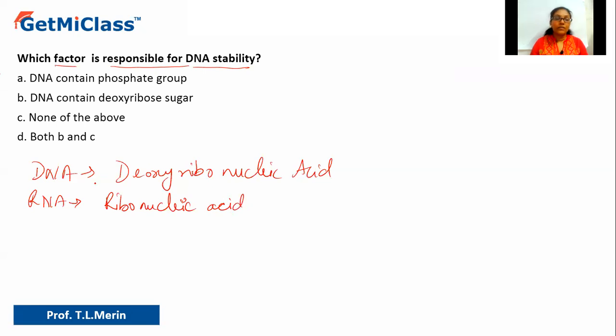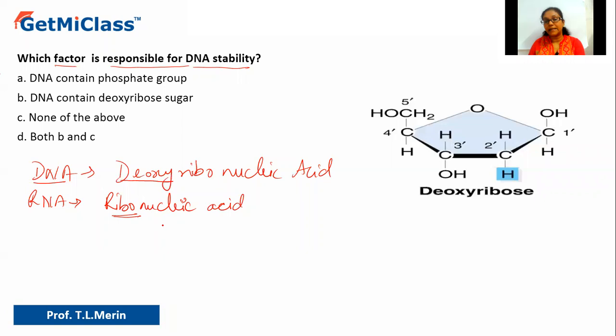Now, when we say deoxyribonucleic acid, we are telling that there is lack of one particular oxygen in this particular ribose sugar of DNA. Whereas ribonucleic acid, when you compare it with DNA, consists of an extra hydroxyl group, or you can say one extra oxygen is present compared to DNA.